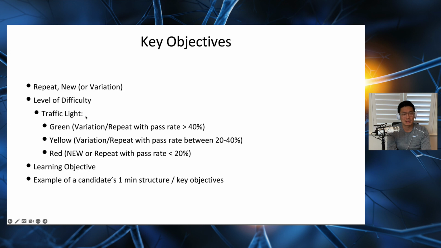We're going to talk about each of these questions in terms of what it was and what the difficulty of it is. So, is it green, high pass rate with variation, or is it in the yellow zone, varied but with a lower pass rate, or is it red, so completely new or a repeat with a pass rate less than 20? Then we'll identify it and link it with the learning objective, and then give a 1 minute structure or key objectives just to give people a guide as to how to go through it. So yeah, let's get started, Stan.